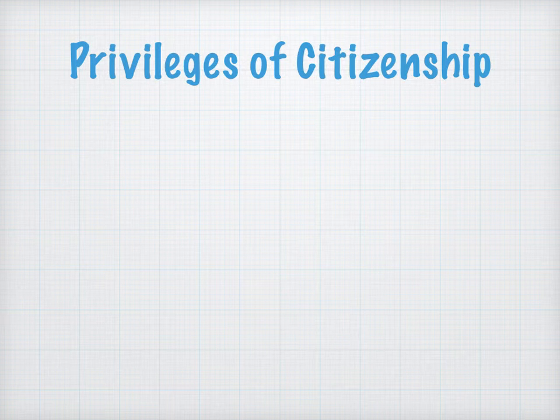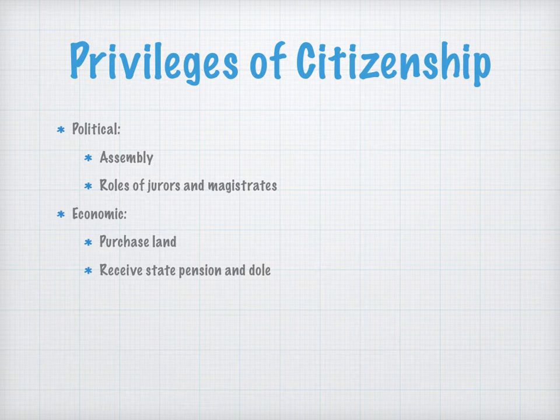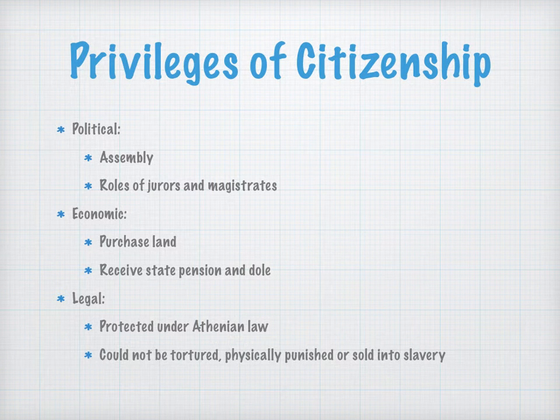But you wanted to be a citizen because there were quite a few different privileges. Firstly, in terms of political privileges, you could be a part of the assembly, and you could also serve as a juror and a magistrate. In terms of economic privileges, you were able to purchase and own land, and you also would receive state pension and dole, so you'd get financial support from the state. In terms of legal privileges, you were protected under Athenian law, and this meant that no one could torture you or physically punish you or sell you into slavery, so you were free and safe in that respect.